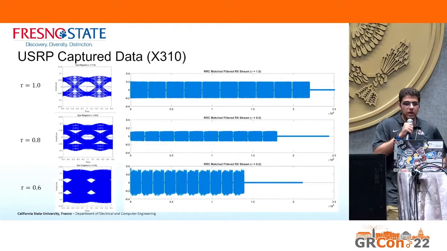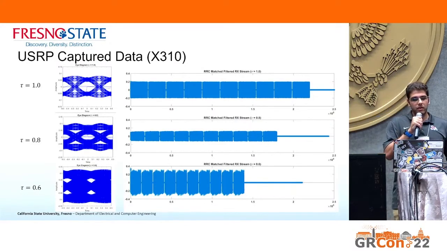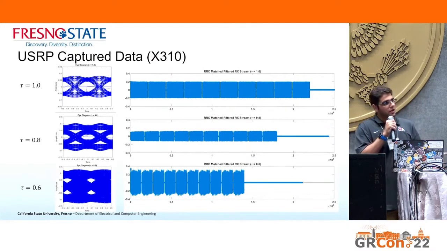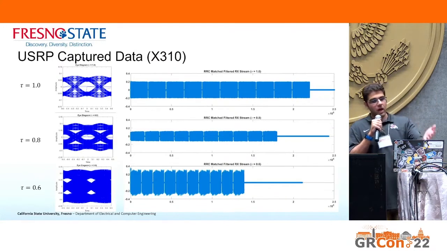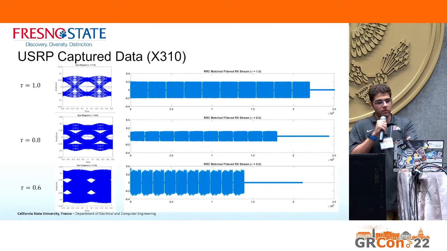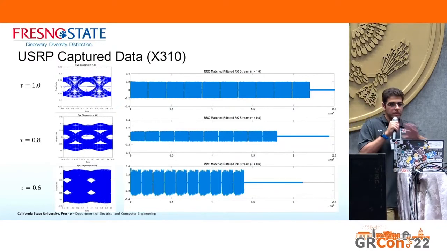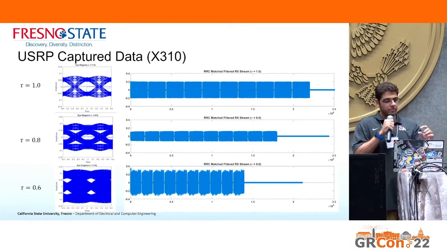This is another figure, similar to one I had in an earlier slide, but now we've got actual data captured from a USRP with the transmitted FTN signals. In the top waveform, we still have tau equals 1, and we can see how long that waveform is. Then tau equals 0.8 in the middle, and tau equals 0.6 at the bottom. Next to them, you can see the eye diagrams for each of those, and we can see how the eye is beginning to close as tau comes down.